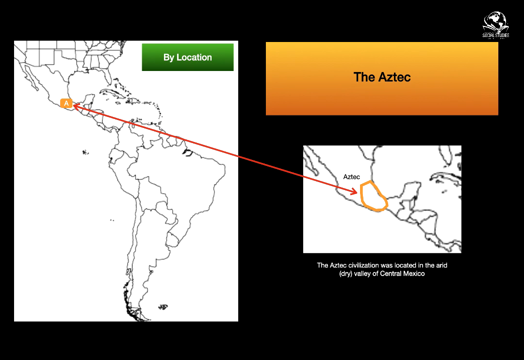The Aztec civilization was located in the arid or dry valley of central Mexico. There is a deodorant called Arid Extra Dry, so if you forget what the word arid means, again, it means dry. That is a vocabulary word that'd be important to know. Just for your information, the Aztecs are sometimes called the Mexica, and they're considered to be the ancestors for all current Mexican people.